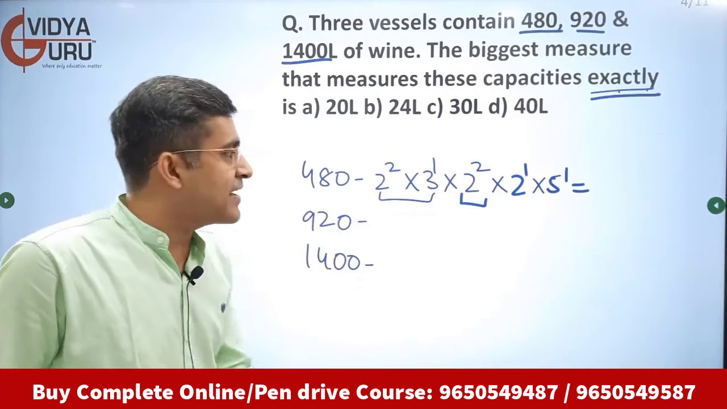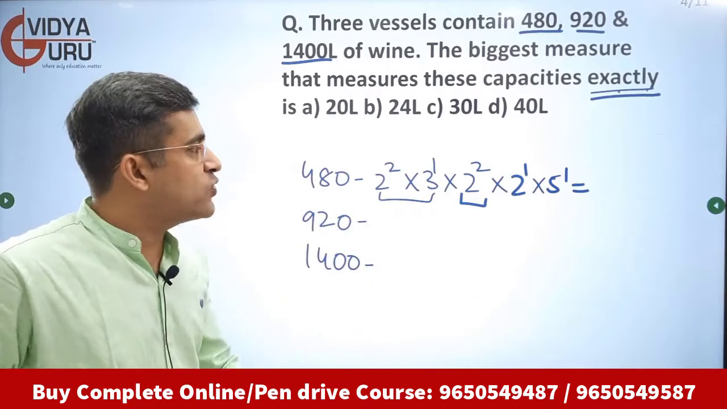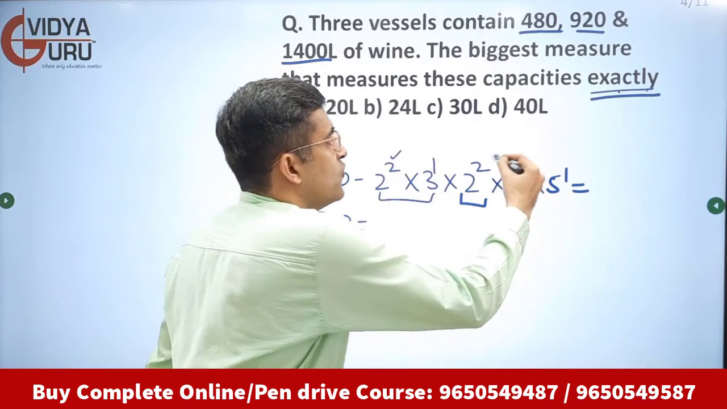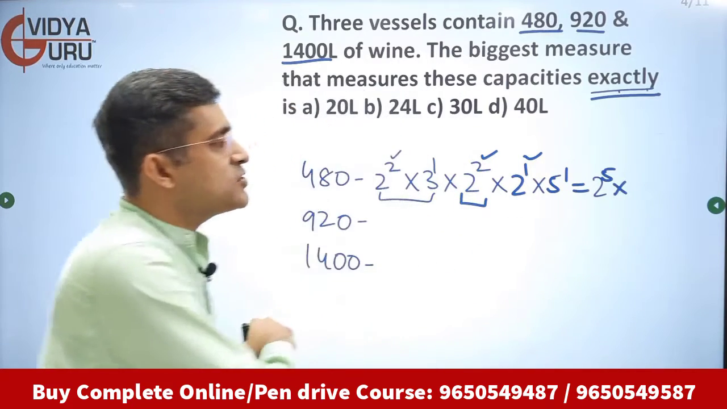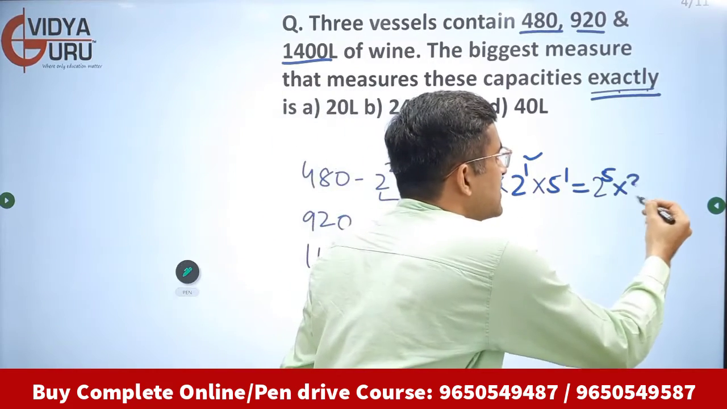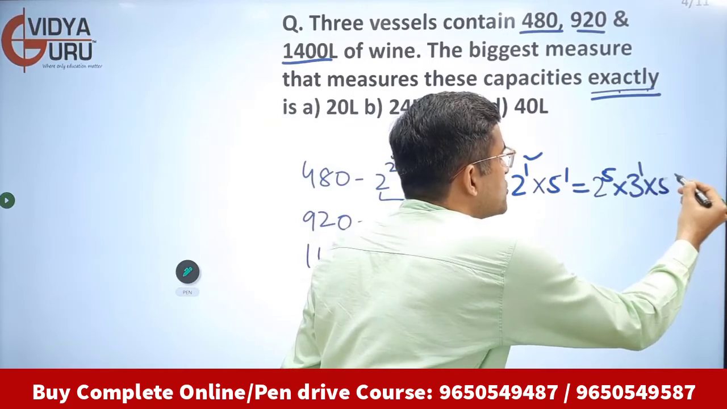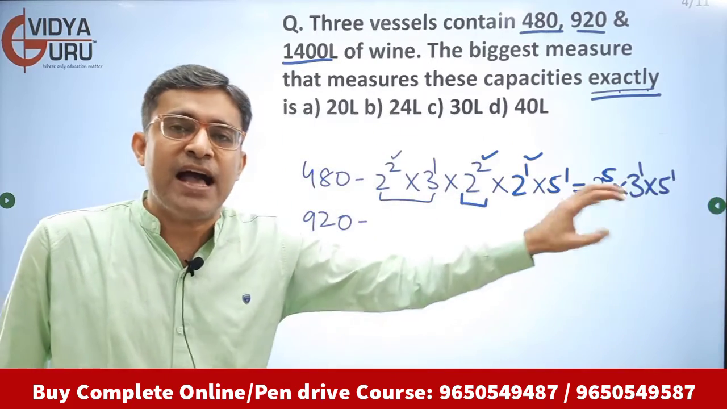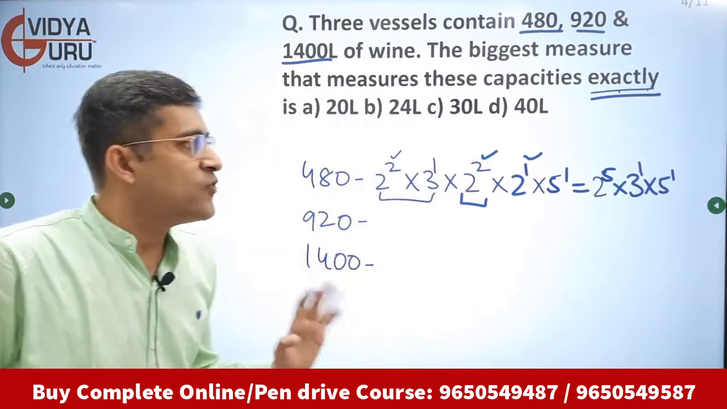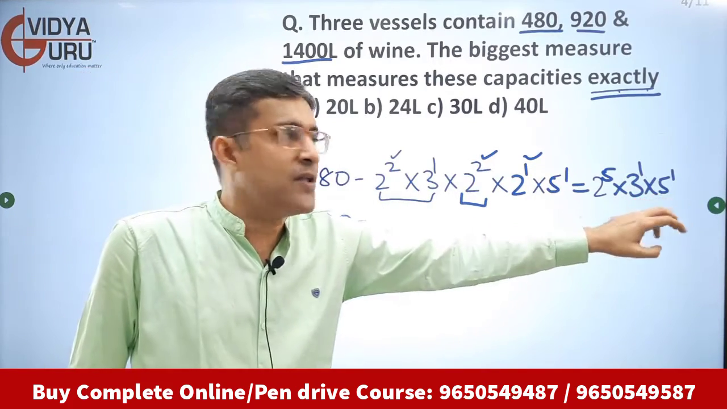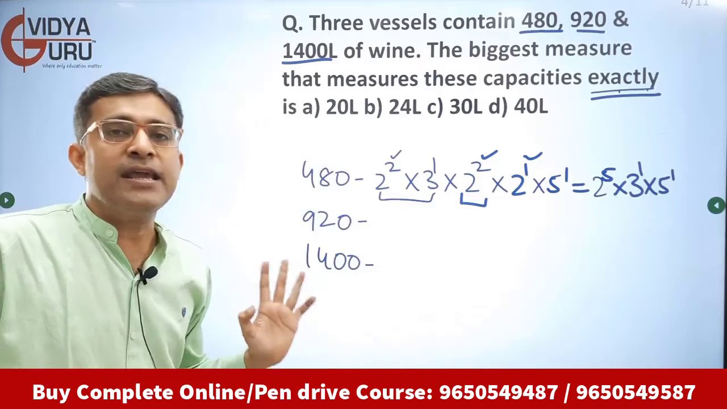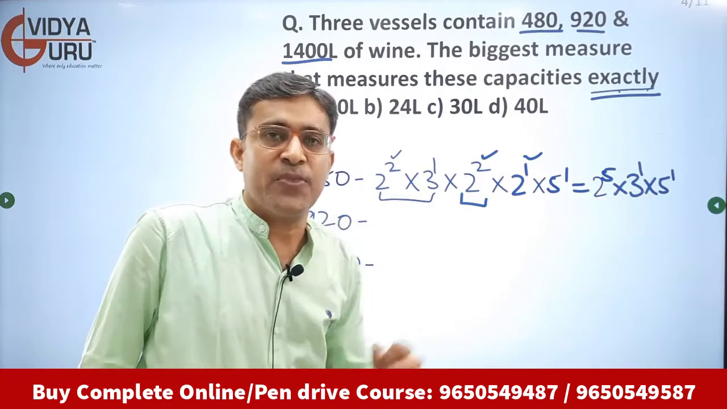So now let's aggregate the powers. How many 2's do we have? 2, 2, 4, 4 and 1, 5. So 2 raised to power 5. Students, 2 raised to power 5 into 3 raised to power 1 into 5 raised to power 1. We have aggregated these powers. 12 fours are 48. Sure, you can do it yourself. It will be 480. Has to be expressed like this only.